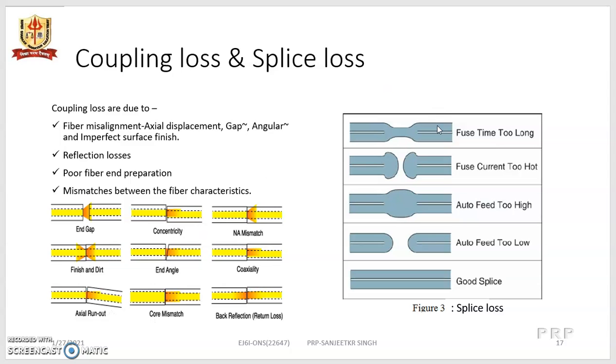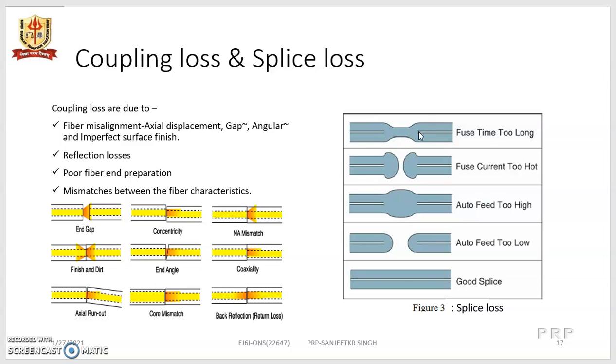And splice loss is due to the splicing done, where the two ends of the fibers are joined by heating and melting and joining the two, and then cooling the joint area. So we have different splice techniques like fusion, that is welding, and chemical bonding of the ends by gluing, or by precise mechanical fixturing and clamping.